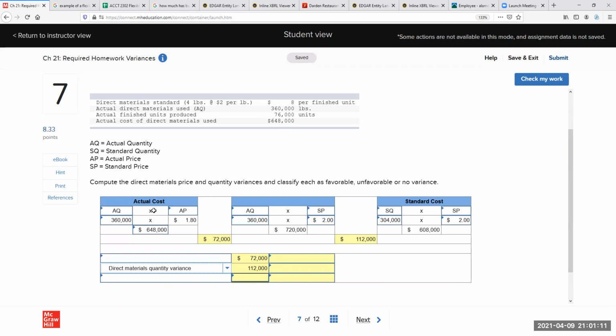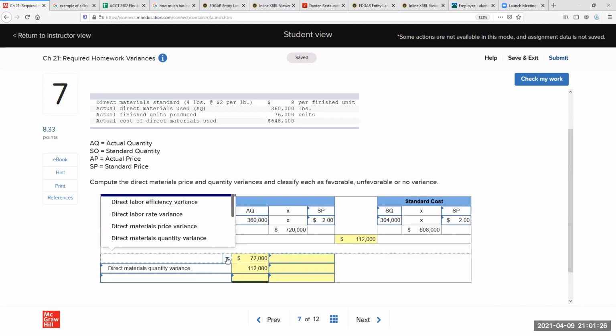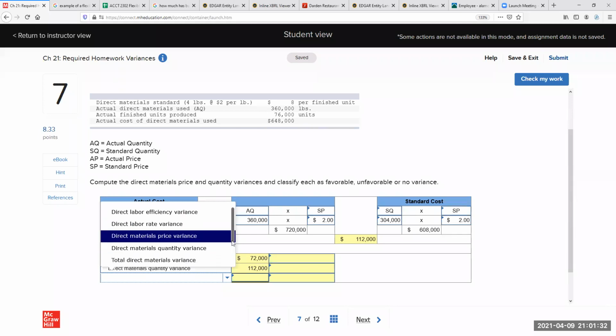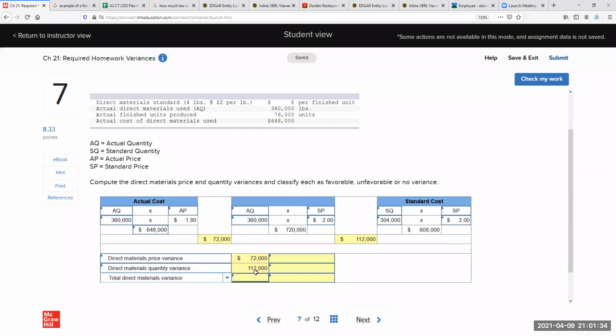And over here, notice this. The quantity is being held constant. What we're comparing is the actual price to the standard price. So between these two, 648 minus, this is the price variance. So that's how we're figuring this all out. Now here we should have your total direct materials variance. And this is a positive, and so this one here is favorable. You spent less, but you used too much.